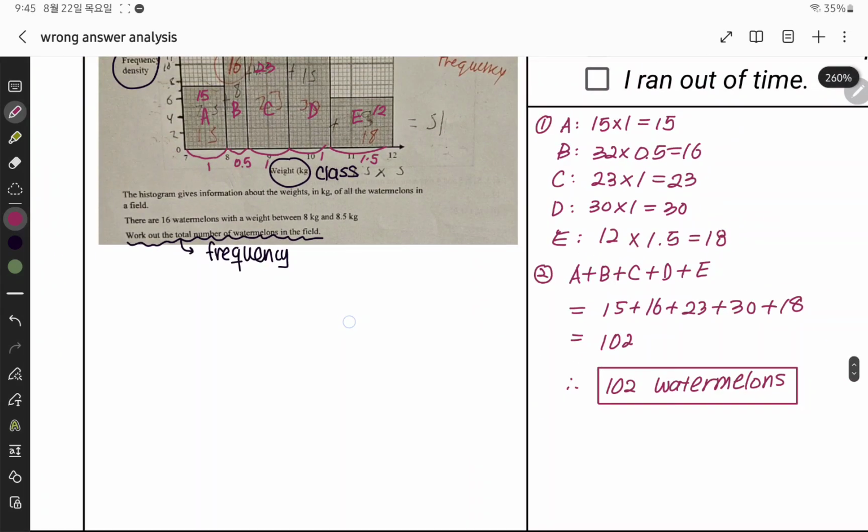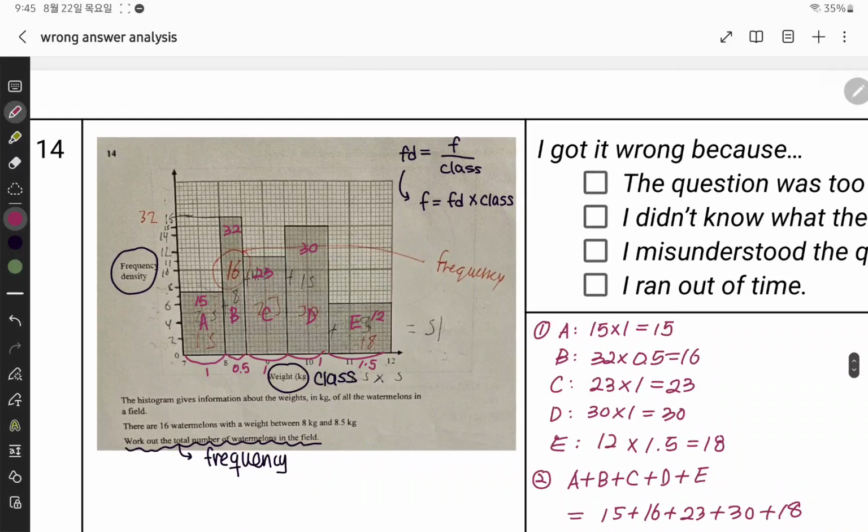So the key point of this problem was to identify that the histogram was only telling us the frequency density and the class, and we needed to calculate the frequency using this formula, which was frequency equals frequency density times class, in order to get the total number of watermelons in the field, which was about frequency.